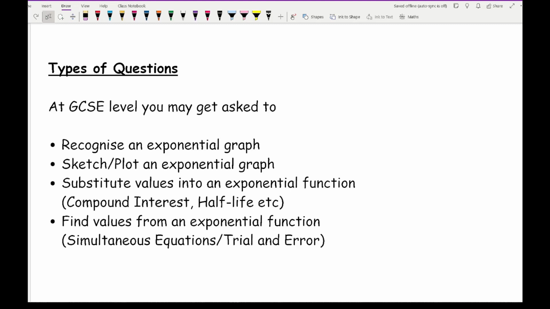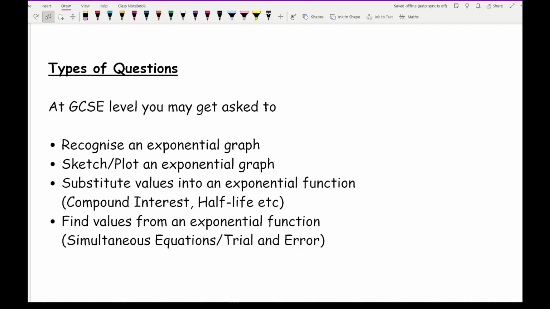Another type of question that can come up is sketching or plotting an exponential graph. So this is either where they give you an exponential equation and you need to then plot another one, whether it's above that line or below that line, or even a reflection of that line, or you're given a table of values to then substitute the numbers into the table of values, plot the coordinates, and then join the points up with a smooth curve.